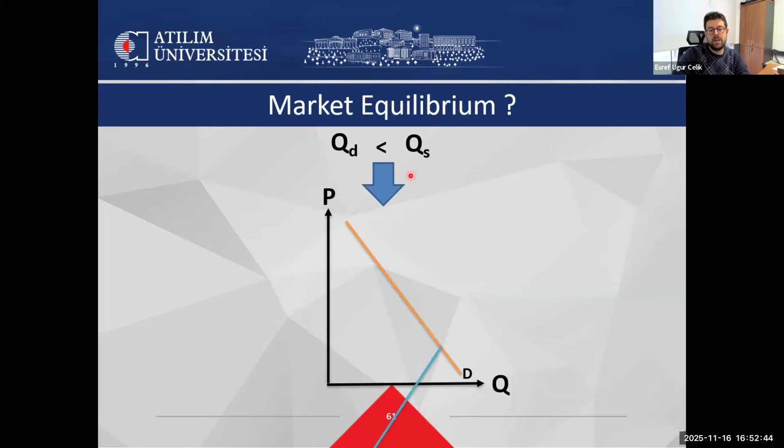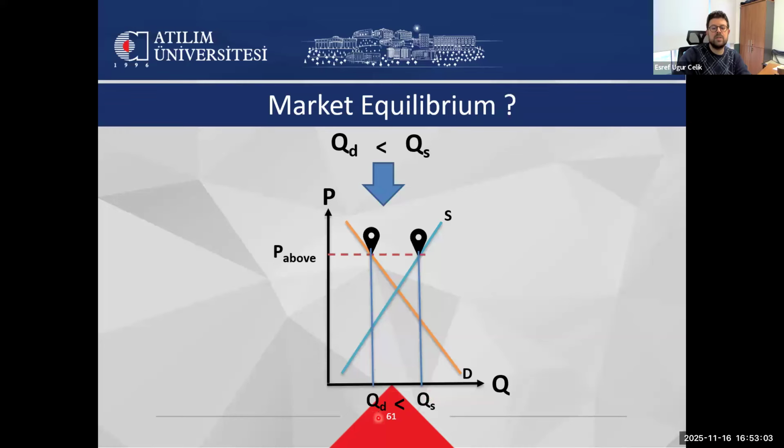Sometimes we can determine the price above the equilibrium price. At that point, firstly we intersect the demand curve, QD, then intersect the supply curve, QS. At that point, what do we see? The quantity supplied is greater than quantity demanded. So that condition is called surplus or excess supply.